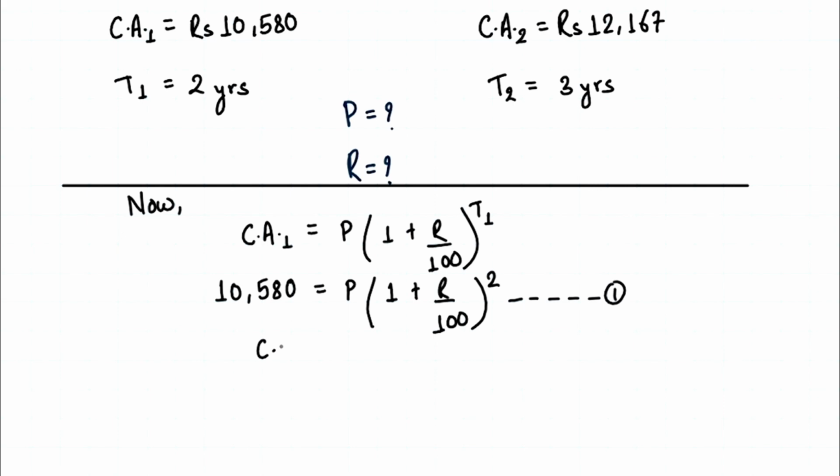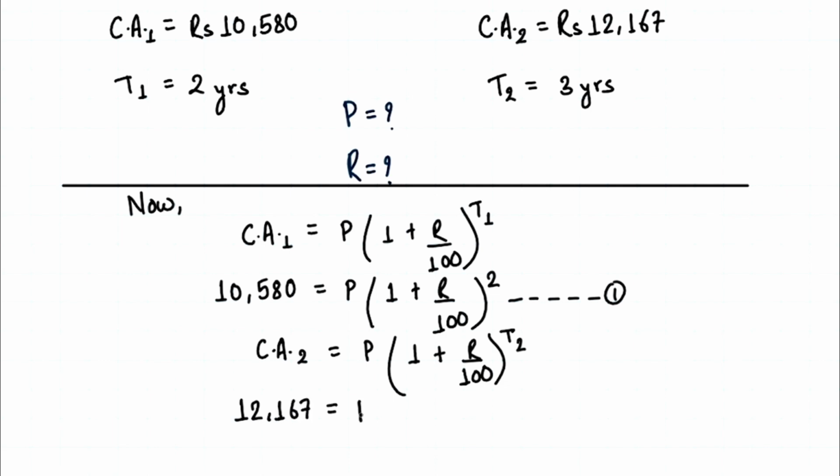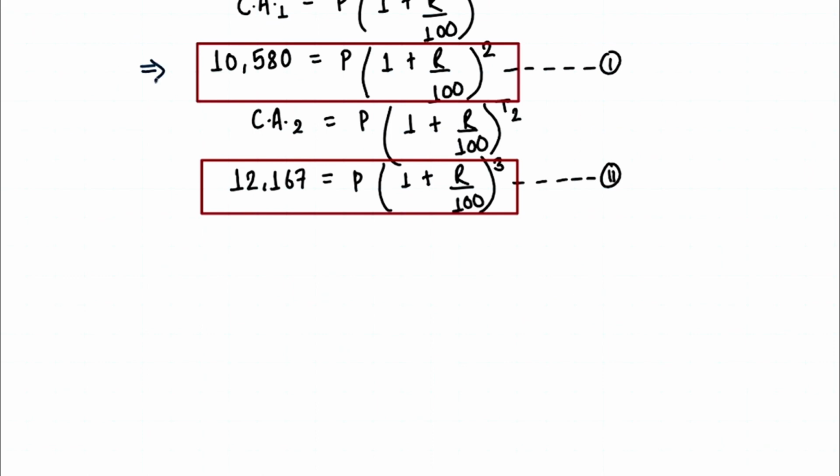And again, for our second equation, we have our C2 equals P bracket 1 plus R divided by 100, bracket close, power T2. Our compound amount 2 is 12,167, equals, again, P bracket 1 plus R divided by 100 power, our T2 is 3 years. So in our second case, it was 3 years. And we are going to assume this as our second equation. Now, using these two equations, we can easily find the value of P and R.